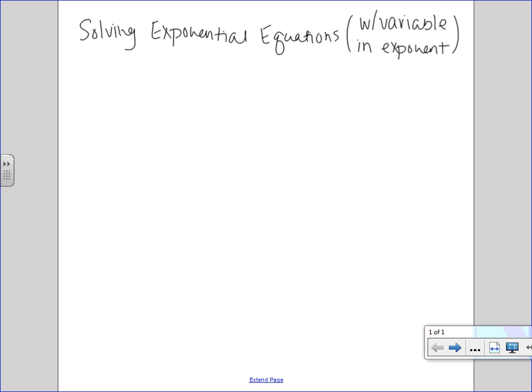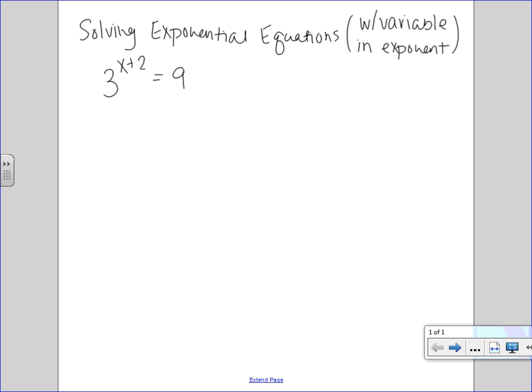I mean, if I have 3 to the x plus 2 power is equal to 9. We can't just subtract 2, because right now this x and this 2 are stuck up in that exponent. We need to get them out of that exponent in order to start moving stuff around.